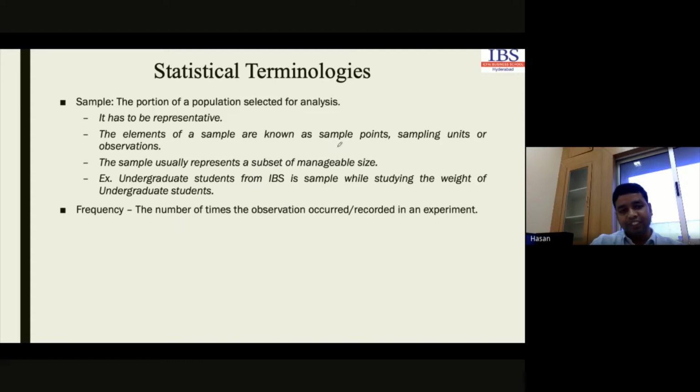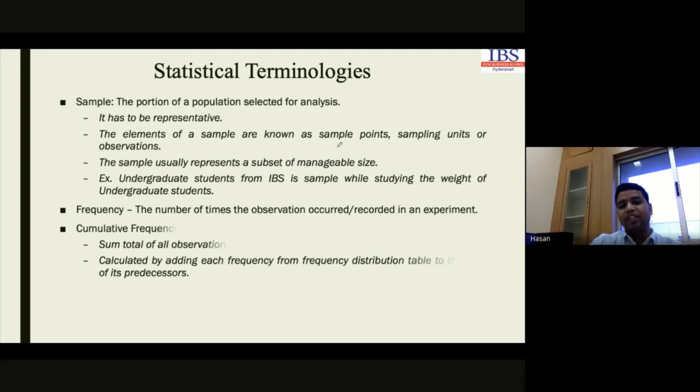Next one is frequency, the number of occurrences for each and every head, and finally cumulative frequency. This is the sum of the current frequency for each category plus the cumulative frequency of the immediate predecessor category. So these are the basic terminologies we have to understand. Let me know if there is any doubt on any points. Okay?